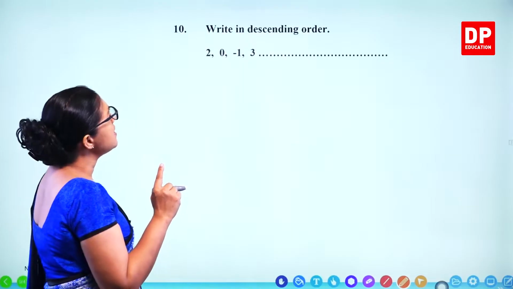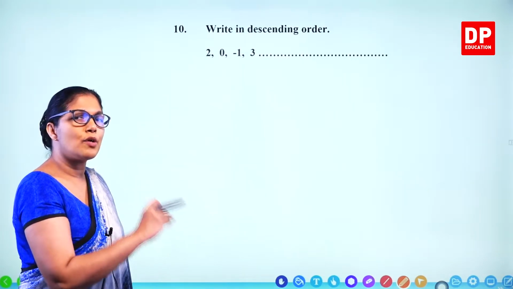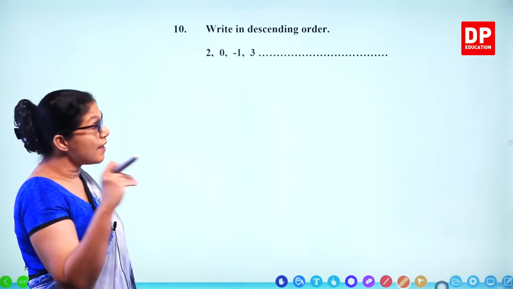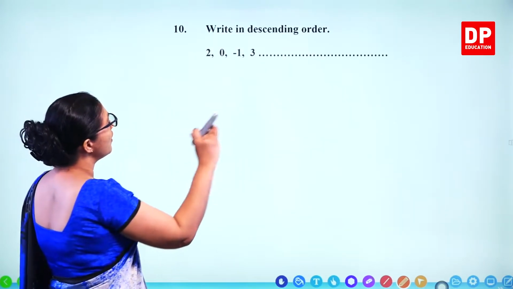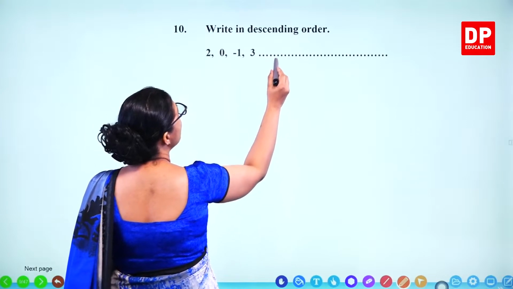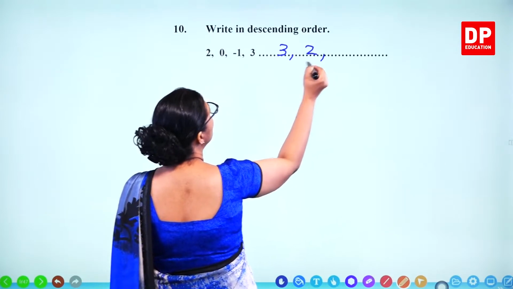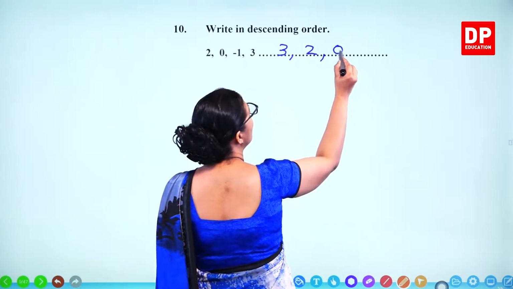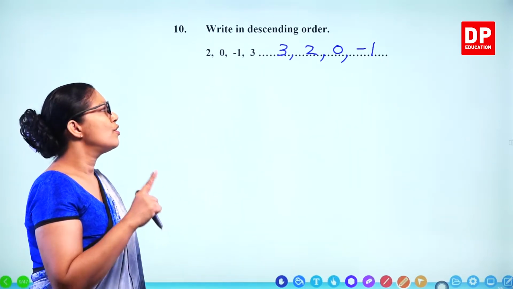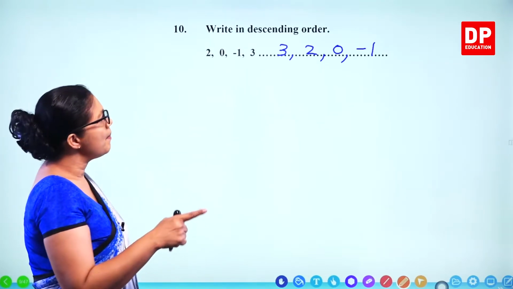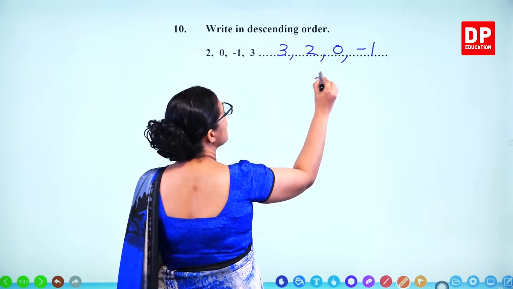Question number 10. Write in a descending order. Descending means highest to lowest. Ascending means lowest to highest. So when you take the number line, always the number to the right is bigger. So here 3 is the highest value. So you can write 3. Then you get 2. Then 0. And finally -1. So 3 is bigger than 2. 2 is bigger than 0. 0 is bigger than -1. So this is in descending order. You get 2 marks.